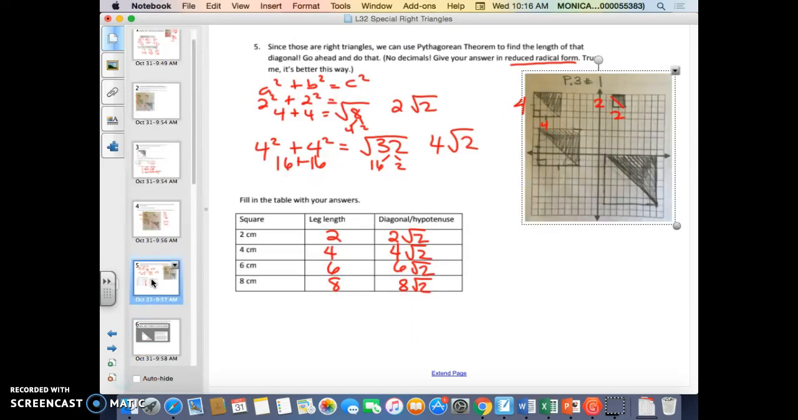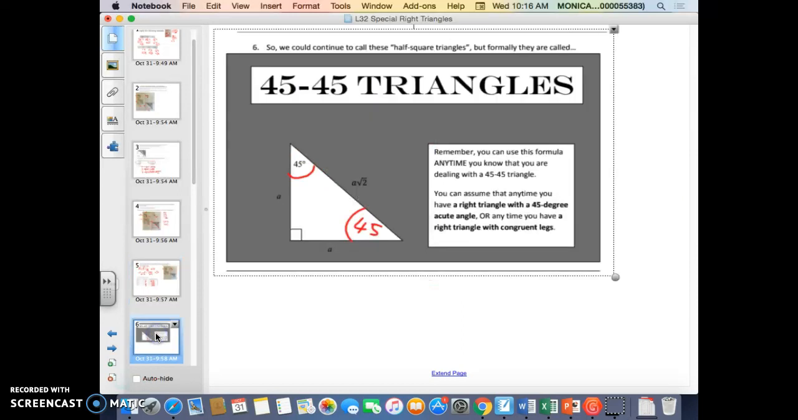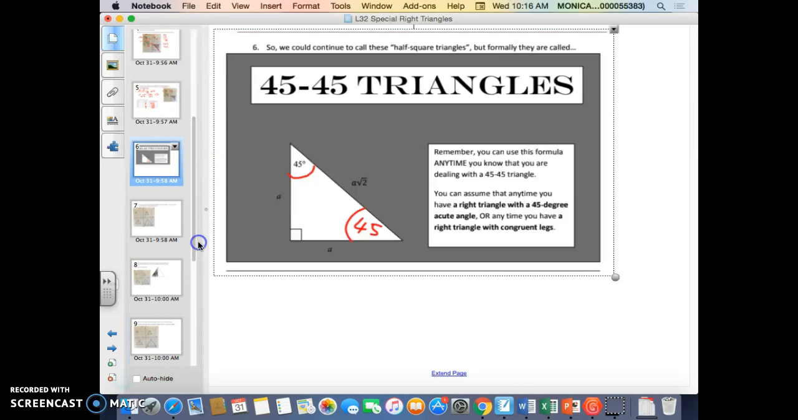If the leg length was 2, the diagonal was 2 times the square root of 2. If the leg length was 4, it was 4 times the square root of 2. And that will always be the case when you have a 45-45-90. All right, let's look at a 30-60-90.